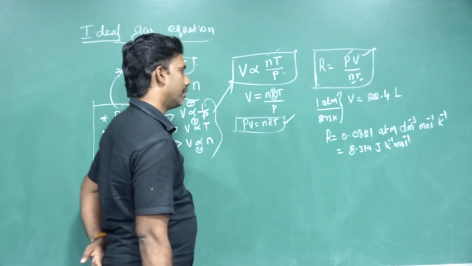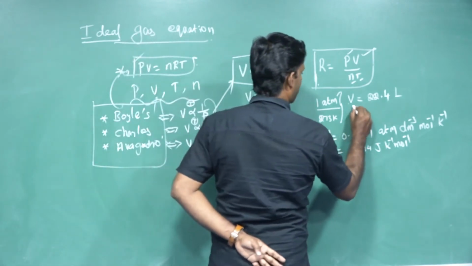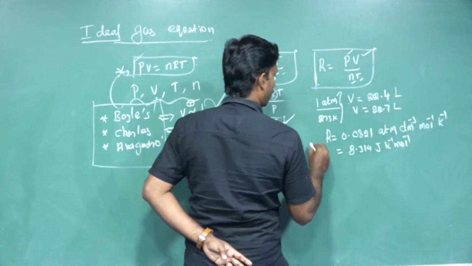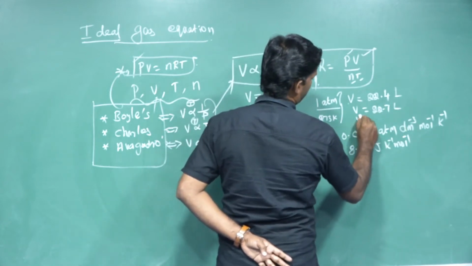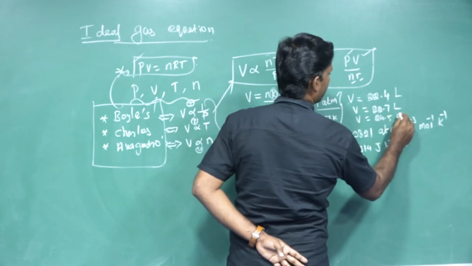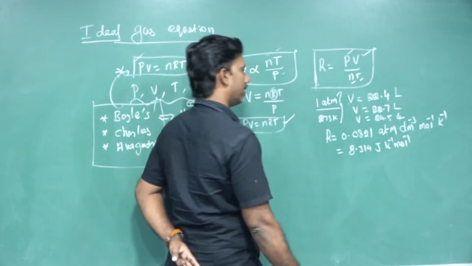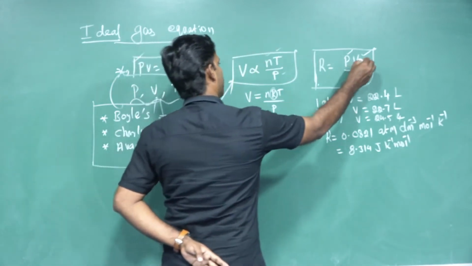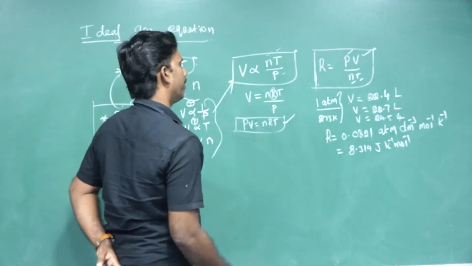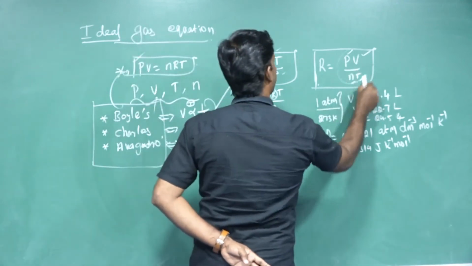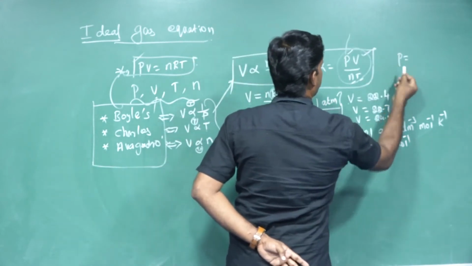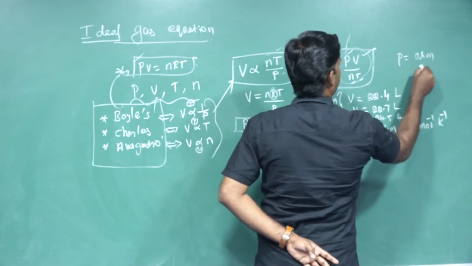A different R value is there for different V. What are the V possibilities? V equal to 22.7 is there. At 25 degrees Celsius, V equal to 24.5. These are the standard V values. If you substitute different V values, you will get a different R value. The unit you need not memorize. What are the possibilities to take pressure units? Atmosphere, bar.